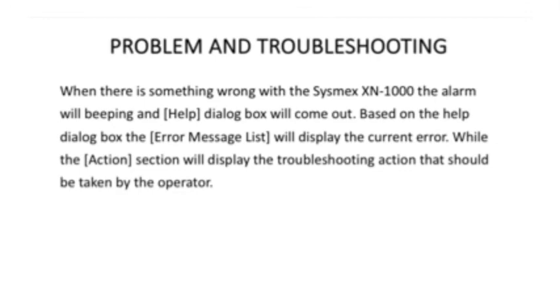This is important because we don't know when a problem will happen and troubleshooting might be needed. When there is something wrong with the Sysmex XN1000, the alarm will beep and a help dialog box will come out. Based on the help dialog box, the error message list will display the current error, while the action section will display the troubleshooting action that should be taken by the operator.